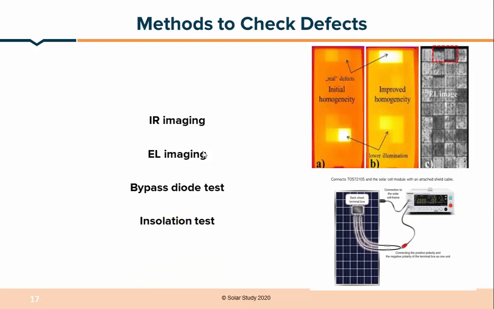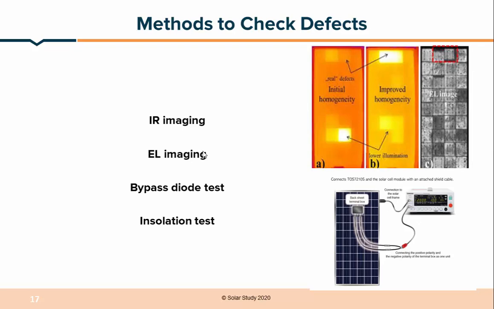The bypass diode test checks the sustainability of the bypass diode, and how much voltage it can prevent. Another test is the insulation test, which checks the insulation of the solar module, how much insulation there is, which may be in several mega ohms. That is another test called the insulation test for the solar module.